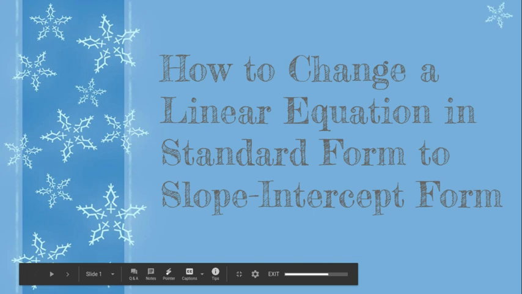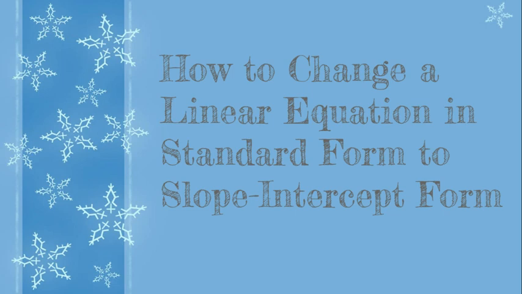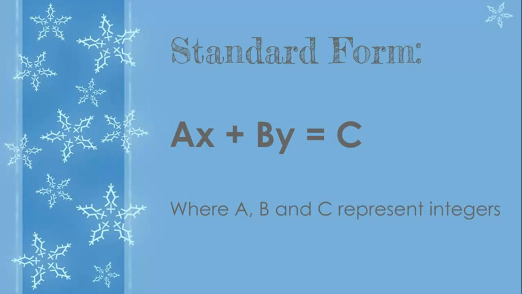Hi guys, in this video I'm going to show you how to change a linear equation that's in standard form into an equation that's in slope-intercept form. In order to be able to graph an equation, we need to have it in slope-intercept form. So a standard form equation looks like ax plus by equals c. So a, b, and c represent integers, and what's different is that the x and y are on the same side of the equal sign.